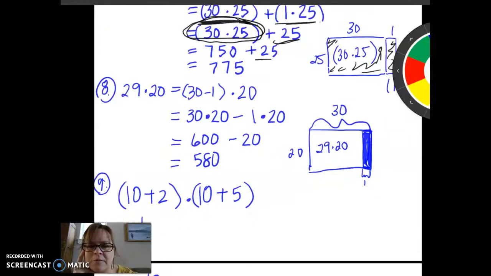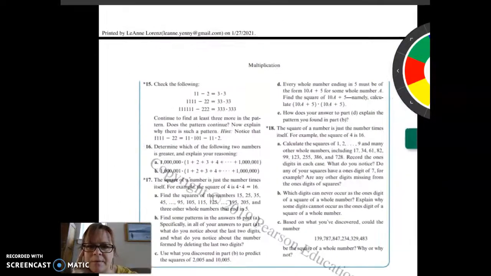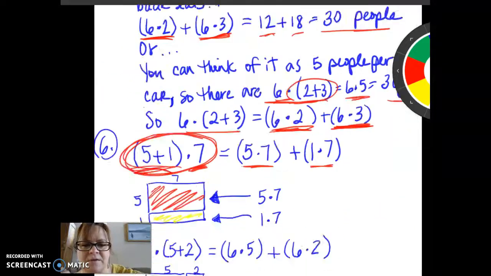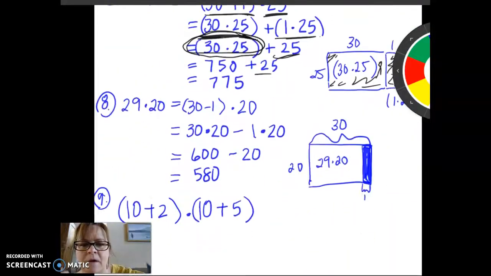All right, looks like we're doing the same thing in number 8, but let me just double check our wording here. Explain how to calculate 29 times 20 mentally by using 30 times 20. So that's what we're going to lean on here, rather than, you could think of it as, all right, I'm going to find 29 times 10 and then double that. But instead, we're going to lean on 30 times 20, and we're going to use a rough picture to illustrate this strategy as well.